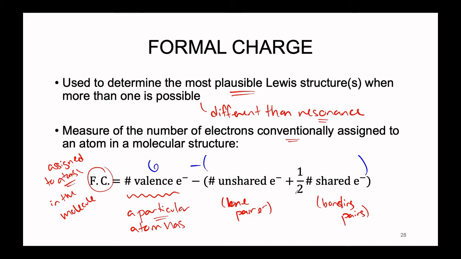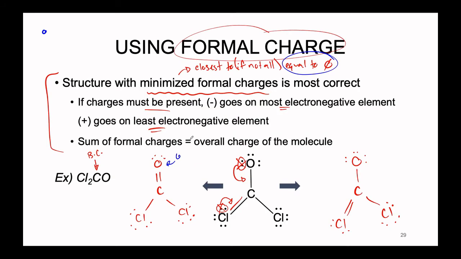All right, so total number of electrons in the form of lone pairs, we can see we have 1, 2, 3, 4 electrons in the form of lone pairs, and we have a total of 1, 2, 3, 4 electrons in the form of bonding pairs.